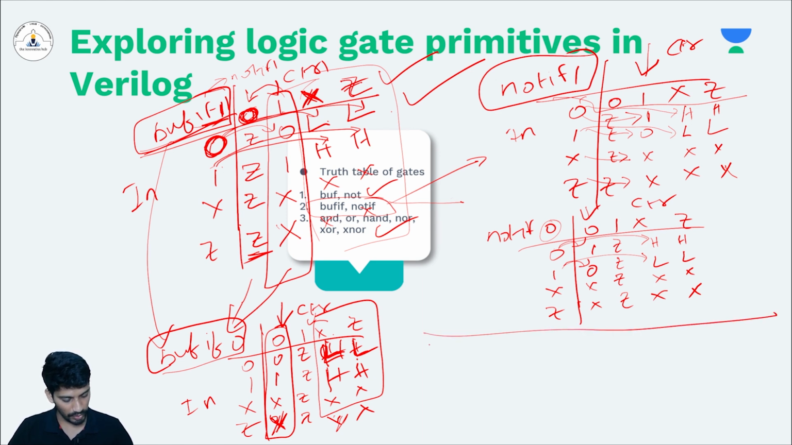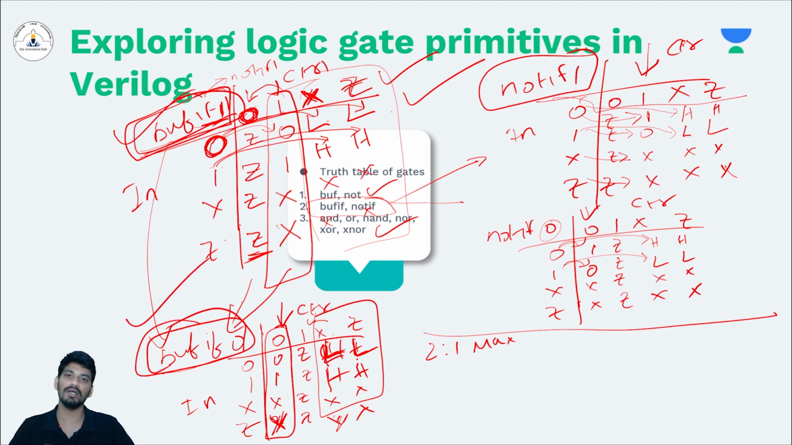Let's say you want to design a 2:1 multiplexer. So you can do the same thing by using two buff gates like this: buff if 1 gate and buff if 0, because it is already having an if condition inside it. It will only work when the control signal is 1 in case of buff if 1 and when the control signal is 0 in case of buff if 0. So already the if condition is implemented by using these gates.